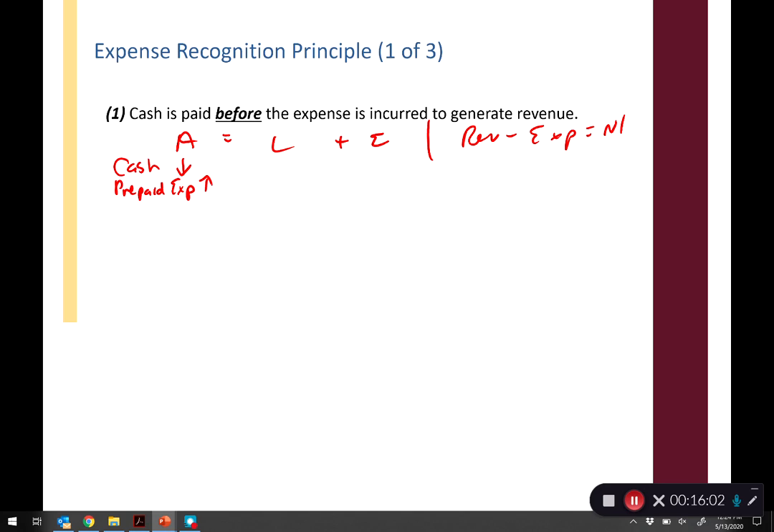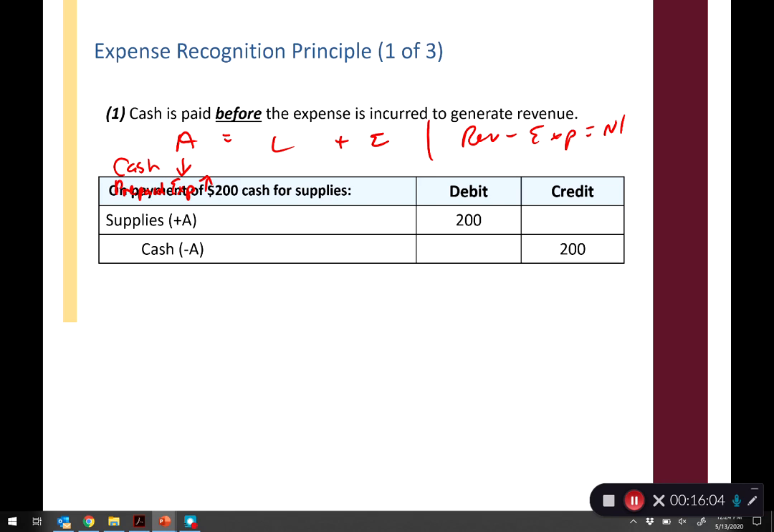So at the time we pay, our asset goes up. In this case, we're paying for supplies, so we haven't used them yet, so we've got supplies in the supply closet. So the asset goes up with a debit according to our debit credit rules in our conversion guide, and then the money goes away. So all we're doing is exchanging one asset for another at that point.